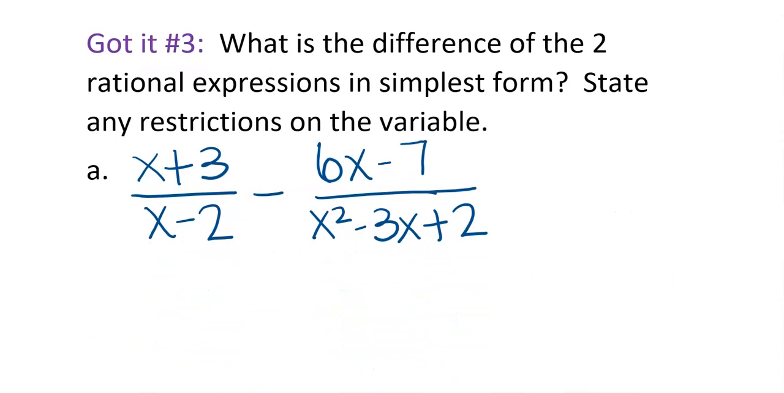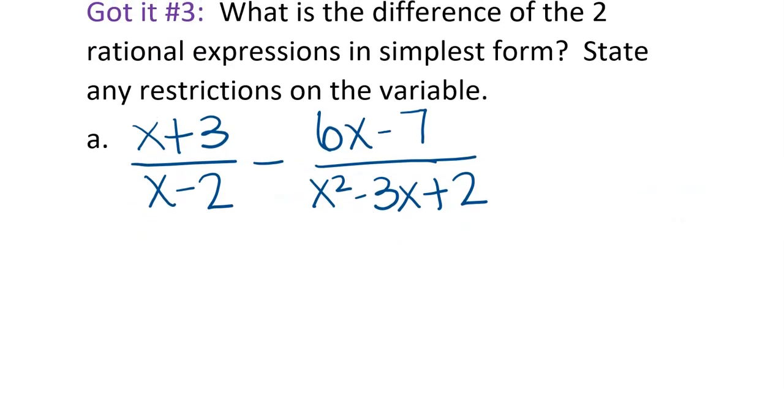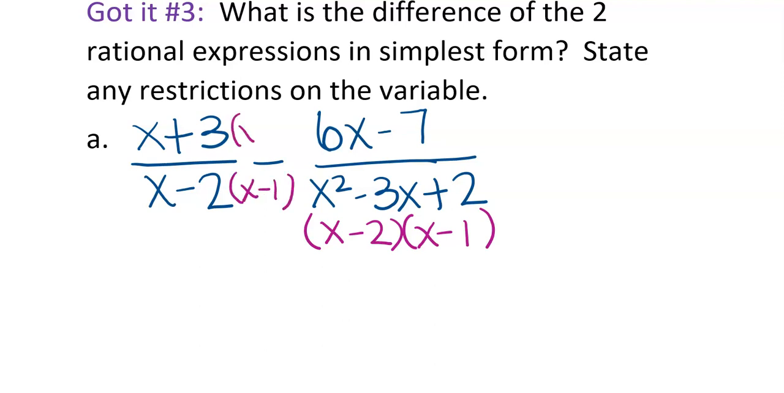So if you want to pause and try got it number 3, you can go ahead. Difference, once again, we're going to factor first. x minus 2, x minus 1, because we need factors of 2 that add up to negative 3. If you compare the first one to the second one, we are missing a factor of x minus 1. Remember, you have to multiply the whole entire factor that was there before. So it kind of looks like this.